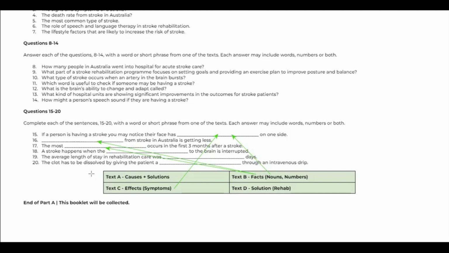So we have to go to the next one. That is 18. The stroke happens when the blood supply to the brain is interrupted. Can somebody tell me? Versus. Correct.